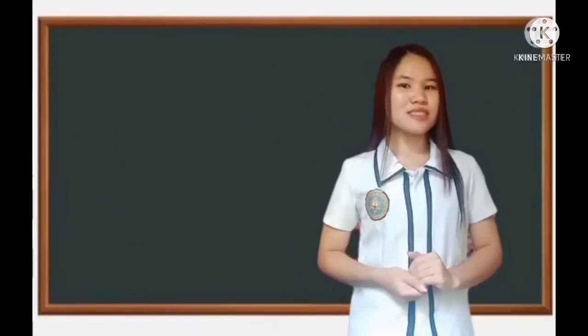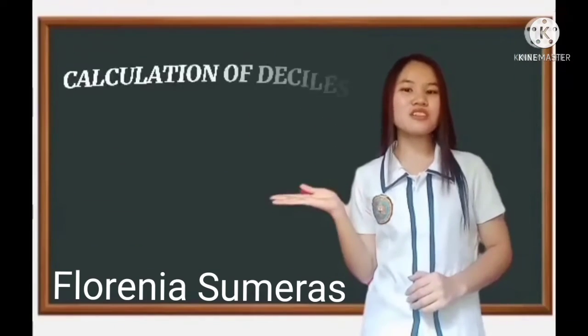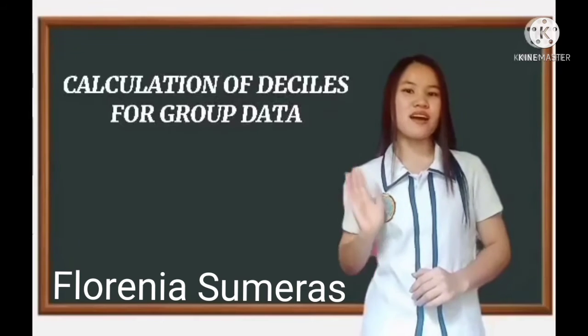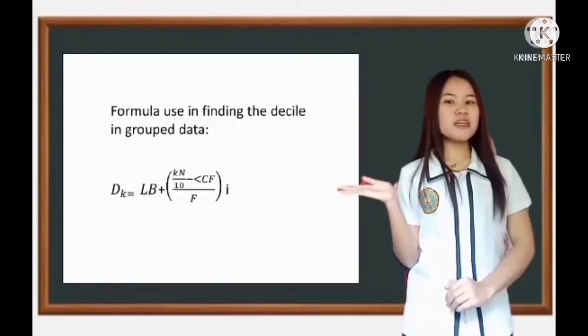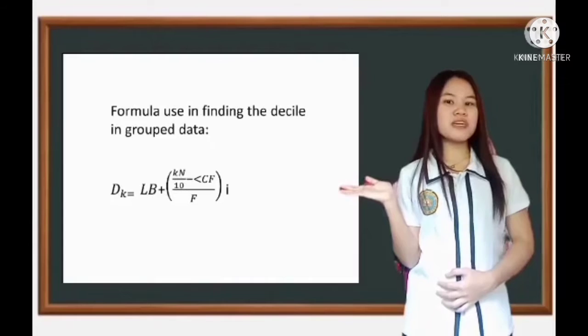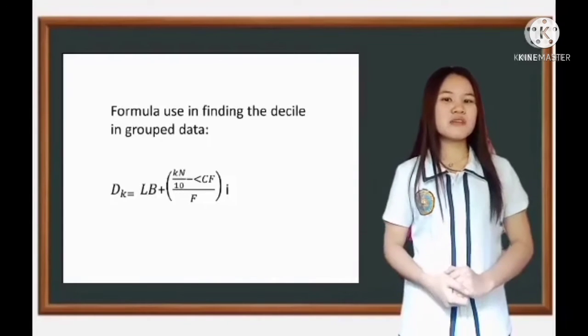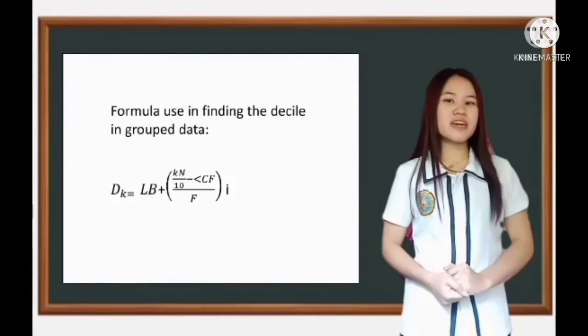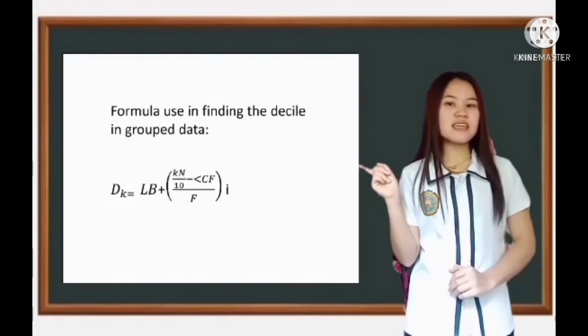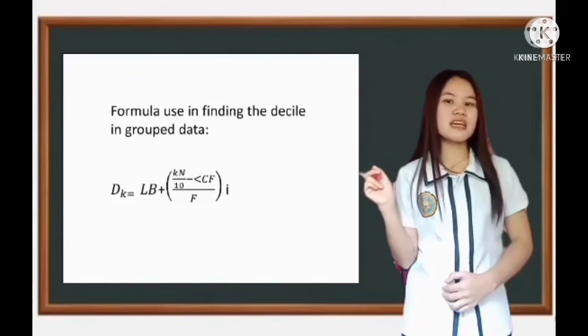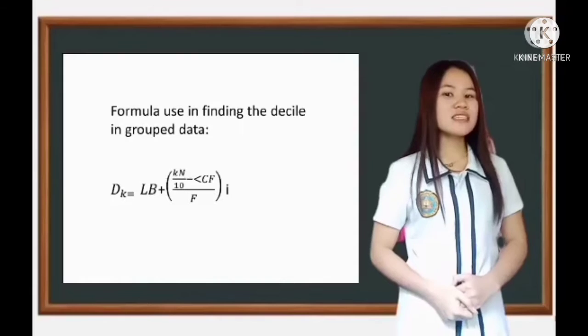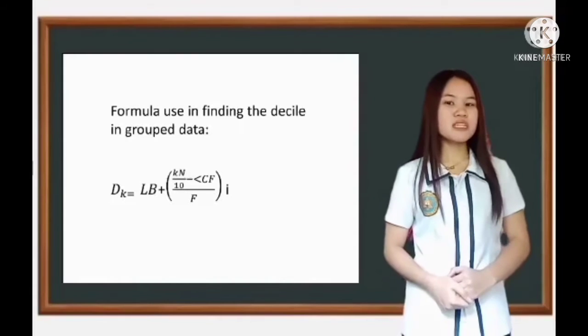Everyone, today I will discuss the calculation of deciles for group data. Here is the formula used in finding deciles in group data. Dk is equal to LB plus the quantity kN over 10, so it is 10 because we are now solving deciles, minus less than CF, all over the frequency of the decile class, times i.